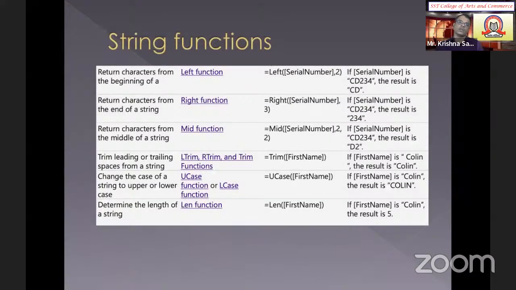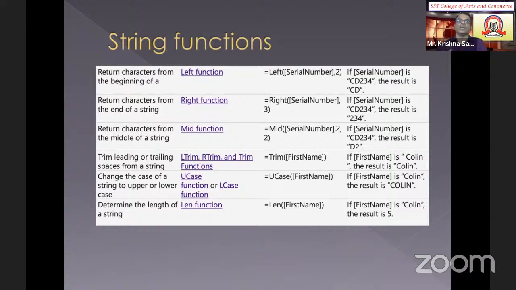Now the next slide contains string functions. In this unit there are three main parts: one is lookup, the second part is the IF function, and the third part is string functions. String functions are very easy to understand. The name itself suggests many things. You have the first function, LEFT. What is this LEFT function? Retrieve characters from the beginning of a text, the beginning of a string.